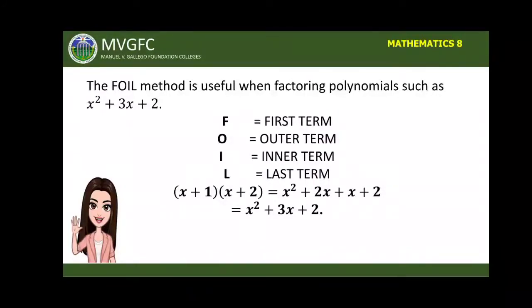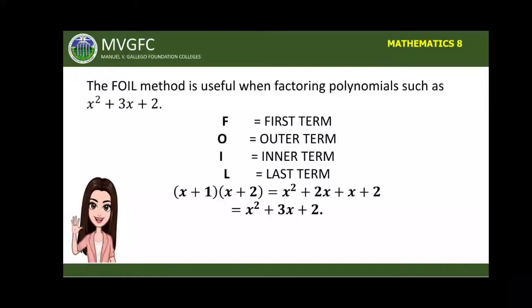If we follow the FOIL method, x times x, the first term, gives us x². The outer term, x multiplied by 2, is 2x. The inner term, 1 times x, is x. And the last term, 1 times 2, is 2. So we have x² plus 2x plus x plus 2. We simply need to combine the like terms. 2x plus x is equal to 3x. That's why we have x² plus 3x plus 2.